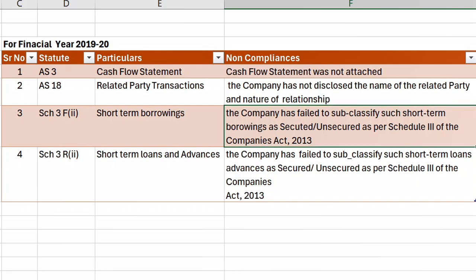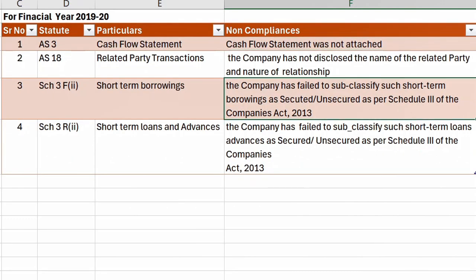The third one is the short term borrowing, which has not been subclassified as secured and unsecured, and the fourth one is the short term loans and advances, which has also not been subclassified as secured and unsecured. So these are the non-compliances.